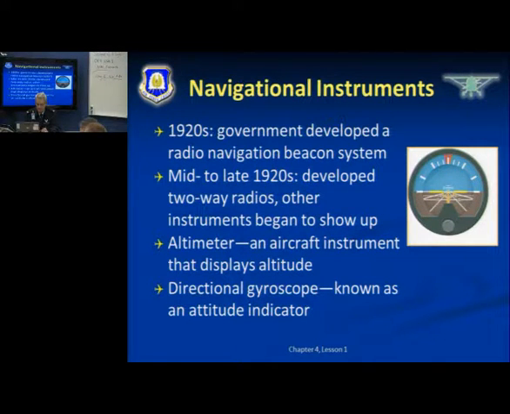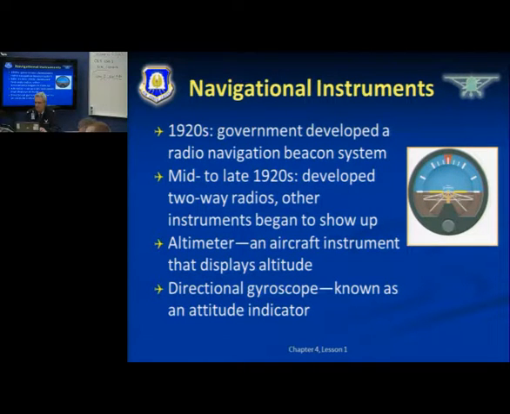An altimeter and two-way radios showed up when technology came into the aircraft, but really an altimeter, which is your altitude, and a directional gyroscope, which is the picture there on the right, the attitude indicator, are still to this day your basic instrument indicators.